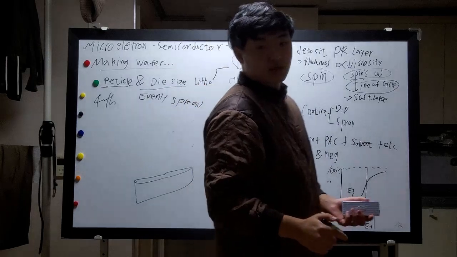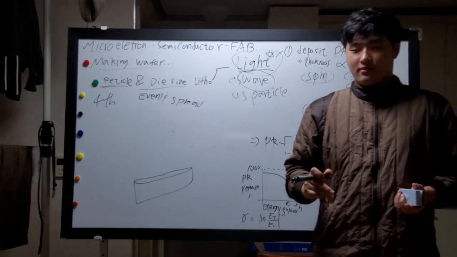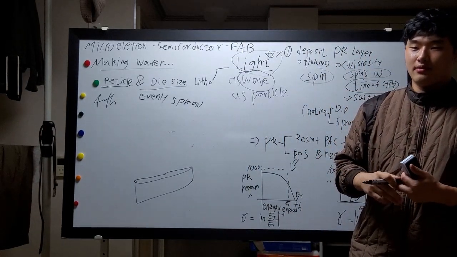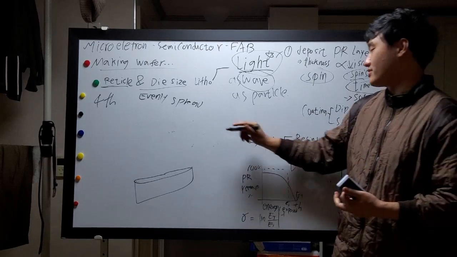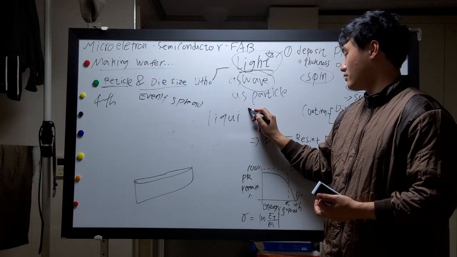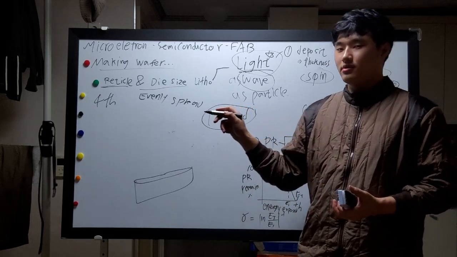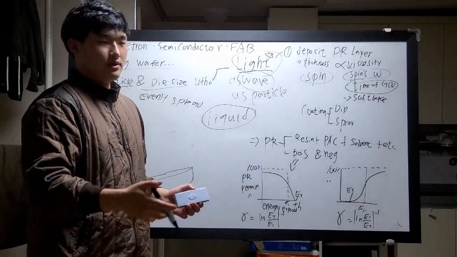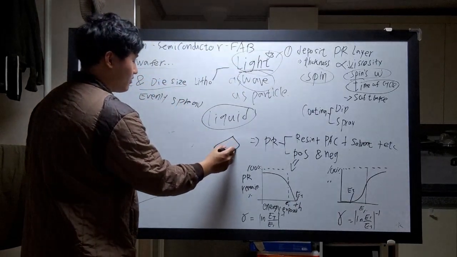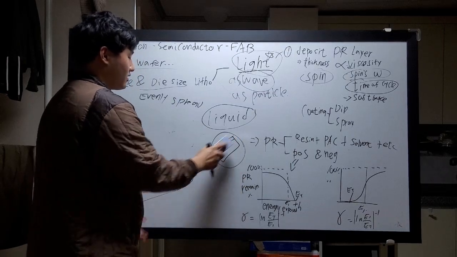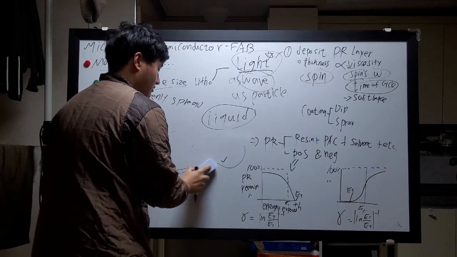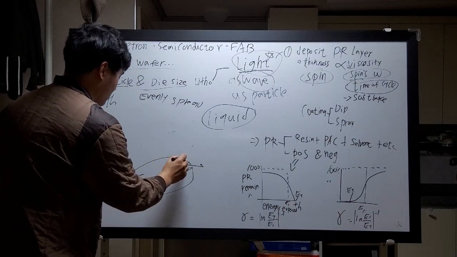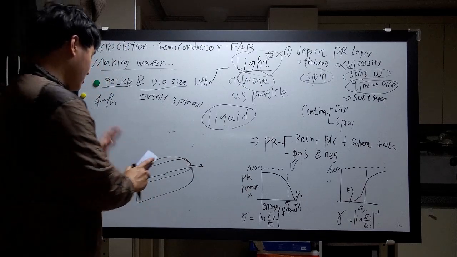So I said, the PR is like a liquid, like water. Liquid is very movable. So depending on the angle, how we spin it, and the time, the liquid will spread and finally get out from the surface as it spins with even torque.